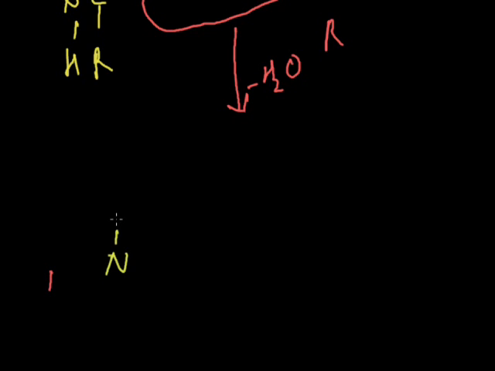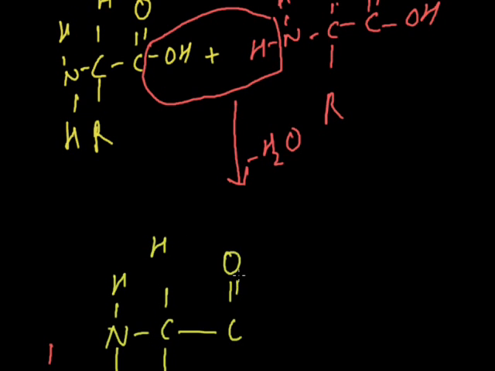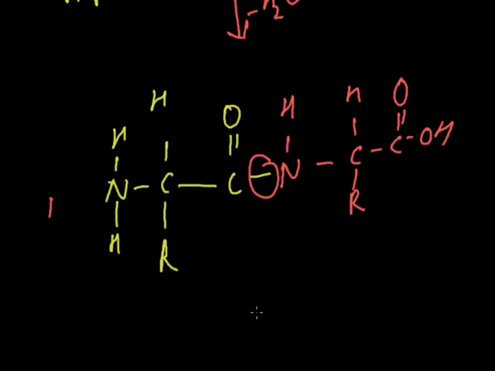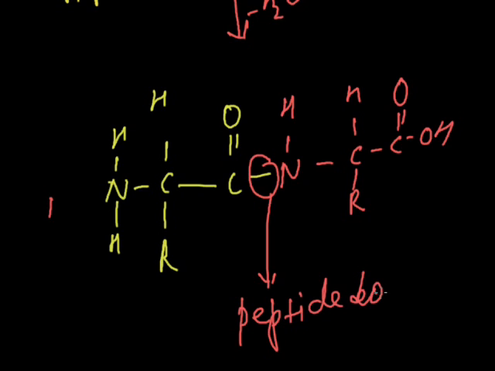That is N, H, H, C, H, R, single bond C, double bond O, single bond N, H, single bond N, H, C, H, R, C, O, O, H. This newly formed bond is finally the bond which is known as the peptide bond.